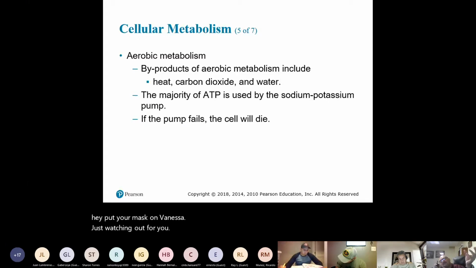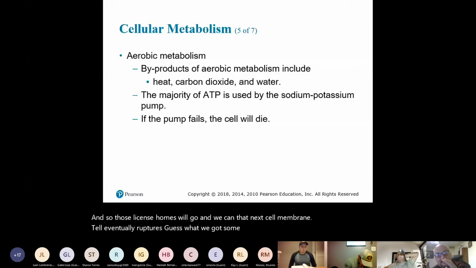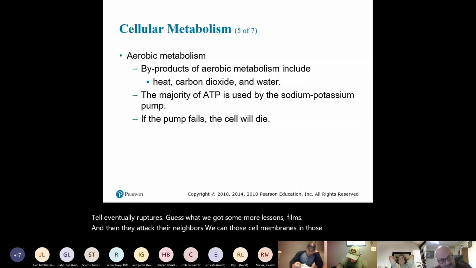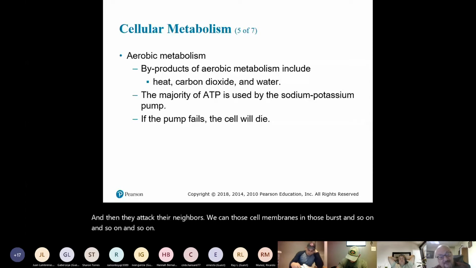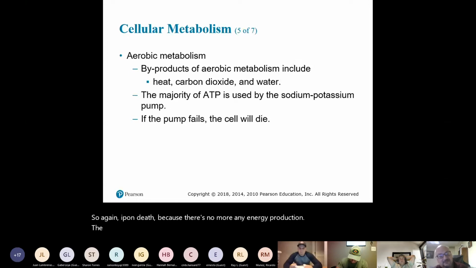They will go and attack the cell membrane, because what happened was that cell membrane ruptured. And so those lysosomes will go and weaken that next cell membrane. So eventually it ruptures. Guess what? We got some more lysosomes. And then they attack their neighbors, weaken those cell membranes, and those burst, and so on and so on and so on. So again, upon death, because there's no more energy production, the pump fails, the cells die, they kill the neighboring cells, so on and so forth.